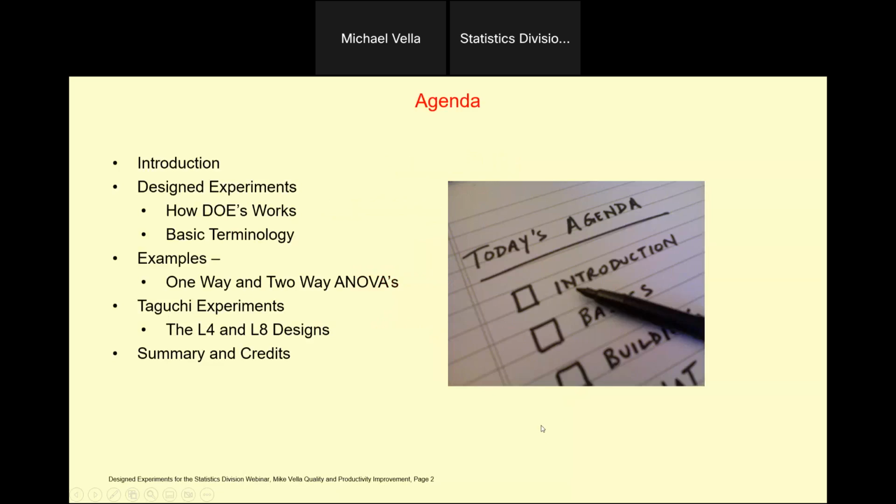Our agenda today is to have a short introduction of a DOE, and it is such a wide subject. Again, this is just a very, very kind of skimming the surface discussion today. We'll talk about how DOEs work and some basic terminology. I'll give you a couple of examples, a one-way and a two-way ANOVA, and then lead into the Taguchi fractional factorial designs, the L4 and the L8.